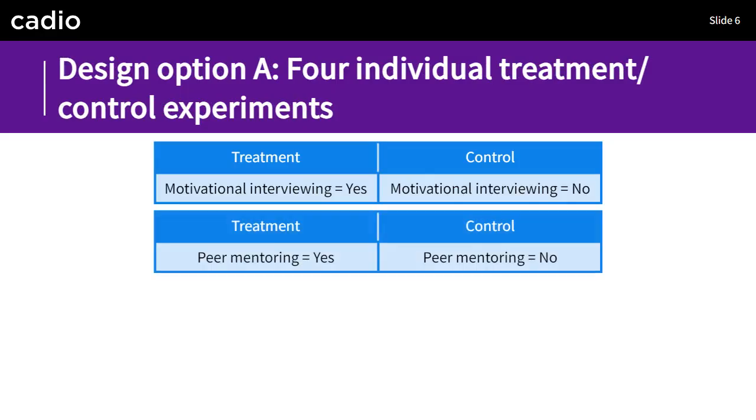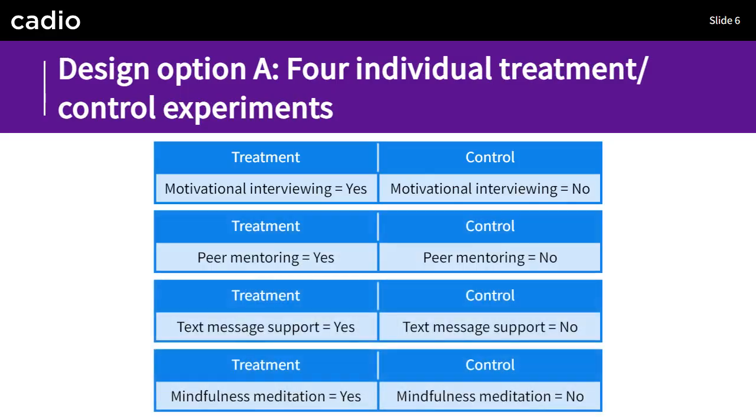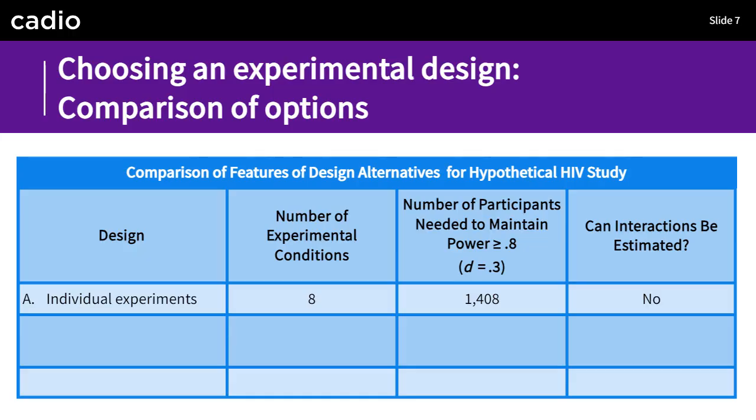The first option we will consider is the one many intervention scientists would go to first: 4 individual treatment control experiments. As we have illustrated here, one experiment would compare motivational interviewing to a control, another would compare peer mentoring to a control, and so on. We are going to compare several different approaches, so let's note some features of this approach.